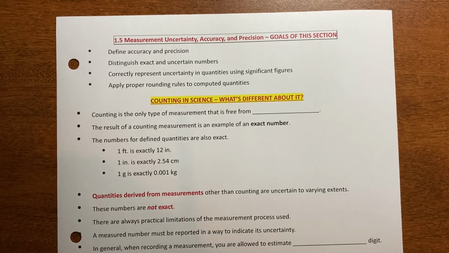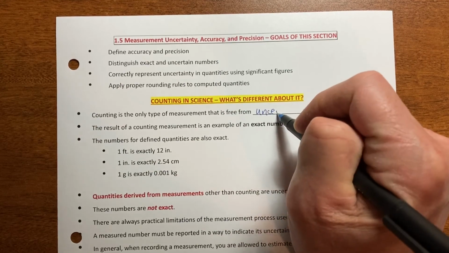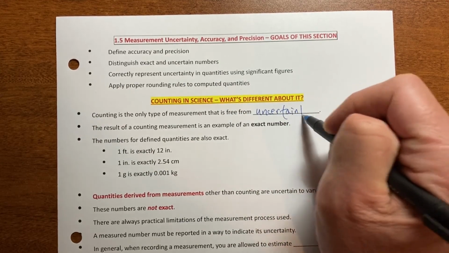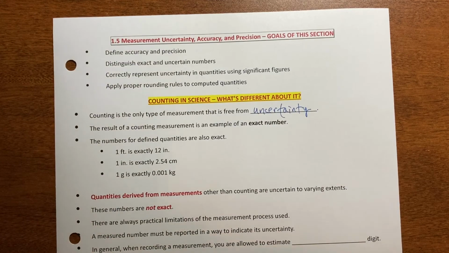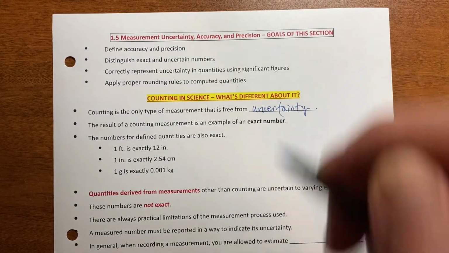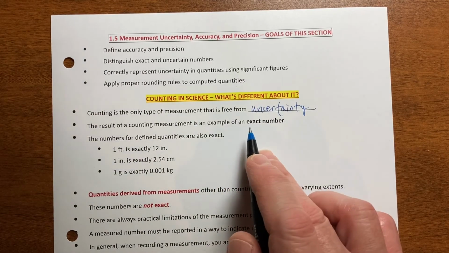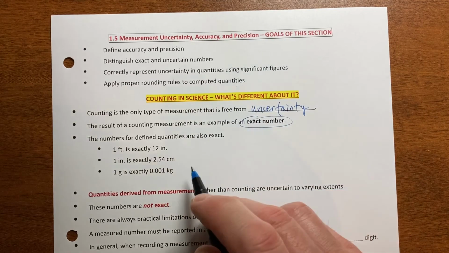So counting in science, what's different about it? Counting is the only type of measurement that's free from uncertainty. The reason why we need to use significant figures, significant digits, is because whenever we make a measurement, there's some level of uncertainty. We're not quite sure, or we're just reading our device with the best, highest precision that we can. But there's always a level of uncertainty with that. But there's no uncertainty in counting. The result of counting is an exact number. So remember that term, exact number.